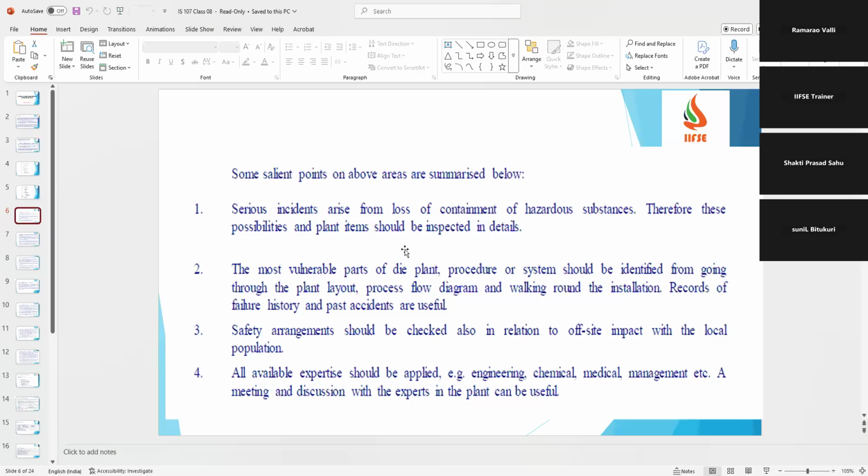Then safety arrangements should also be checked in relation to the off-site impact on the local population. So when we say off-site impact, what is meant by off-site impact? Any guess?